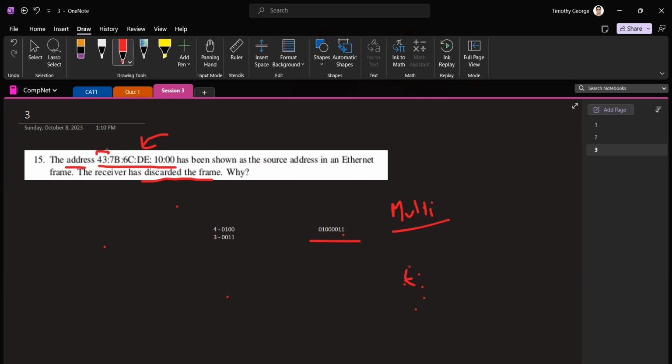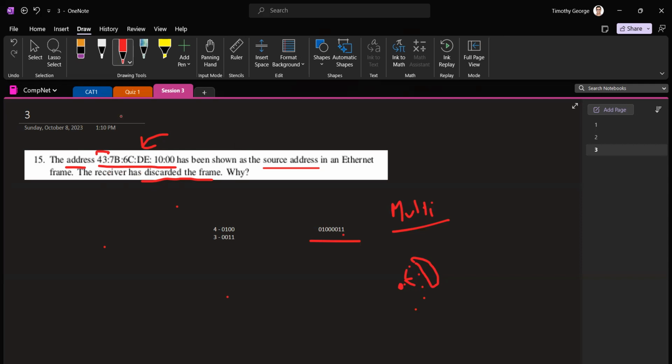The thing is that the address is given as a source address. So can a node have a multicast address as a source? No, right? That does not make sense, because if you have a node, the multicast address would be where it is sending to, and not its address. That's the logic behind this question. So to answer this, you would have to write why this is a multicast Ethernet address, and how it is not logical for a source address to have a multicast address. Hence, the receiver discarded it.